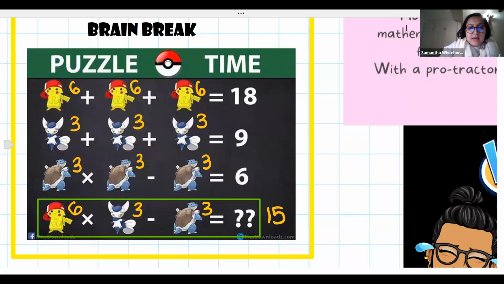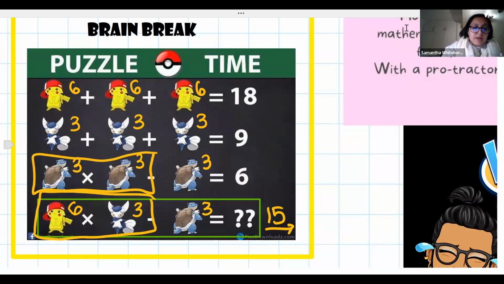Excellent. Well done. So guys, remember, I always say this to you, BODMAS. So here in the second one, exactly as Kamba said, 3 times 3 first, that's 9, then minus 3, that gives you 6. As Kamba told us, 6 times 3 gives us 18, in the last step, 18 minus 3 gives us that 15. So always remember your BODMAS when you're doing these, because if you don't, you're going to get some weird answers.